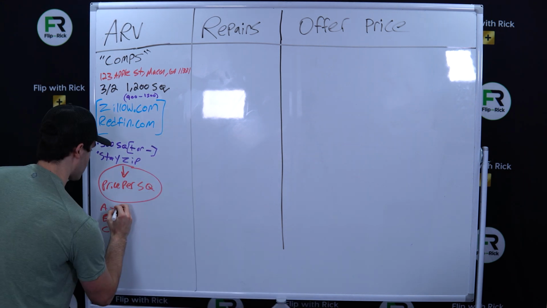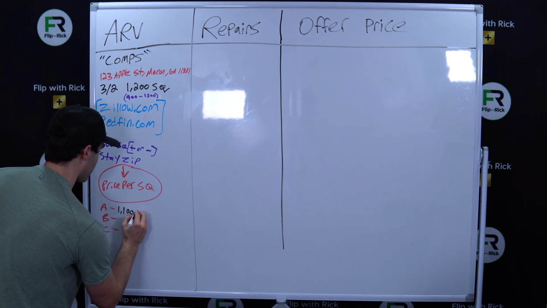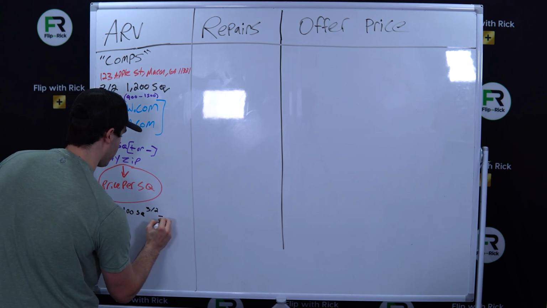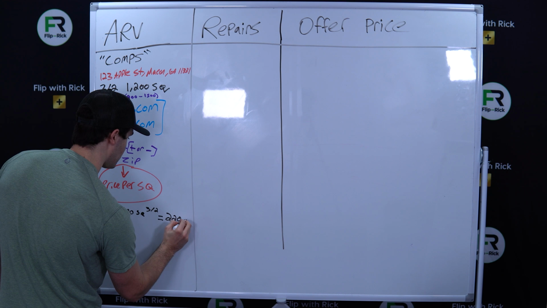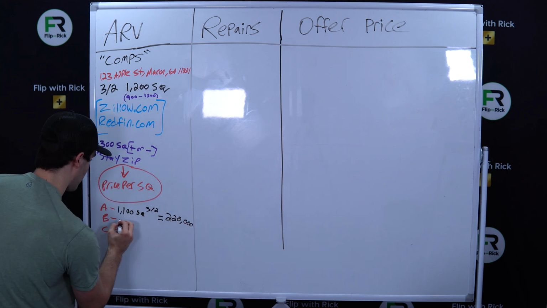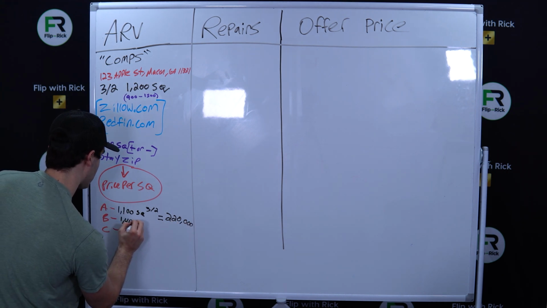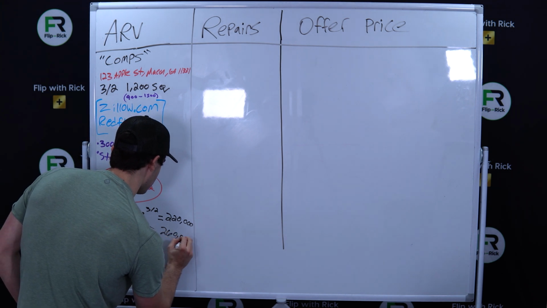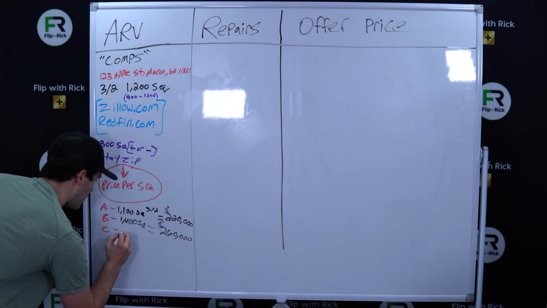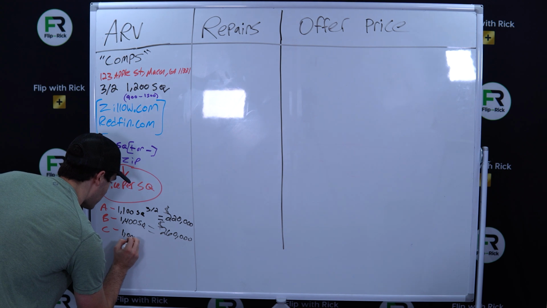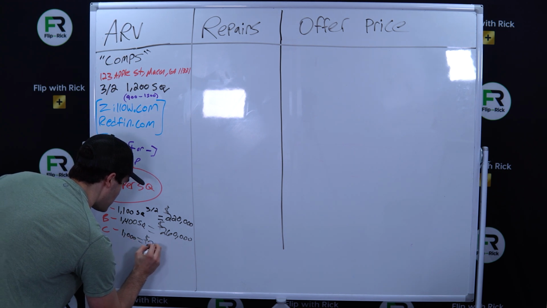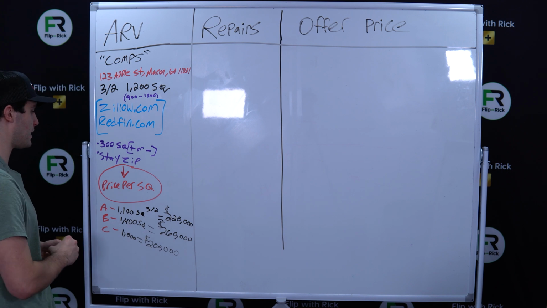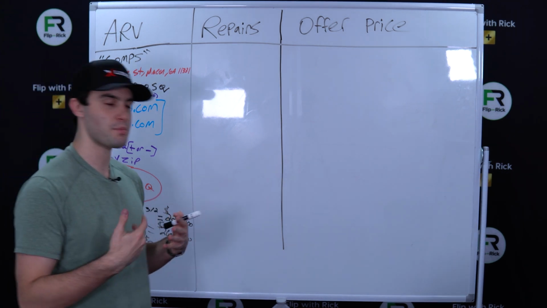Property A was 1,100 square feet, a 3/2, and it sold for $220,000. Property B was 1,400 square feet, and it sold for $260,000. And property C was 1,000 square feet, and it was $200,000. What we're gonna do is find the price per square foot on each property.